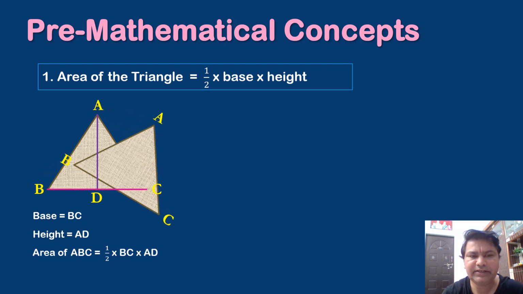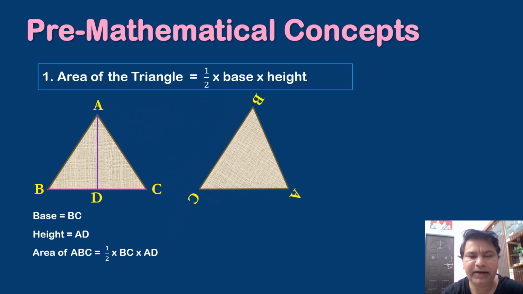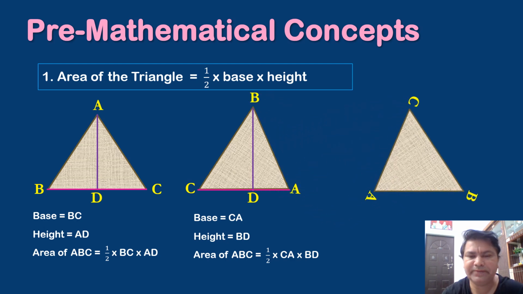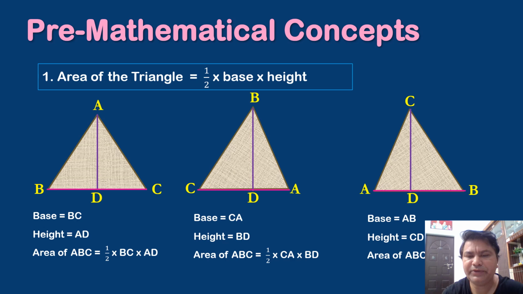If we make AC as the base, again if we calculate the area of this triangle, now the base is CA and the height is BD. Now the area of this triangle is half into CA into BD. Now I am going to make AB the base, and the height is CD. The area of the triangle is half into AB into CD.